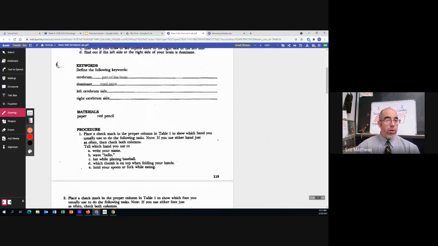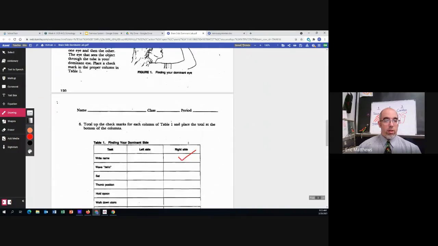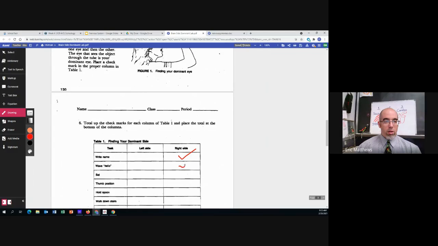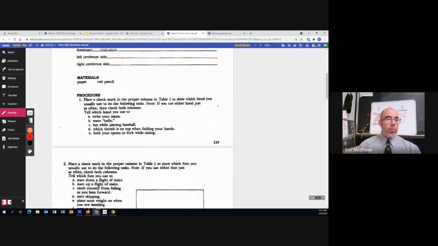All right, number two, wave hello. If I see somebody, I'm like, yo. All right, that's right hand also. That's a terrible check mark. There we go. Number three, bat. And when we say bat, that means which hand is on top. So if I stand here, I imagine that I'm going to bat. My right hand once again is on top for when I would swing.